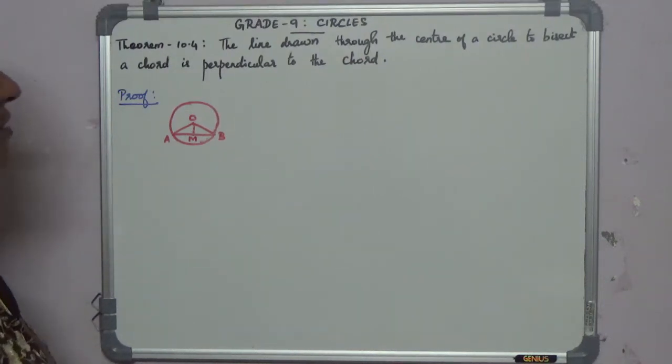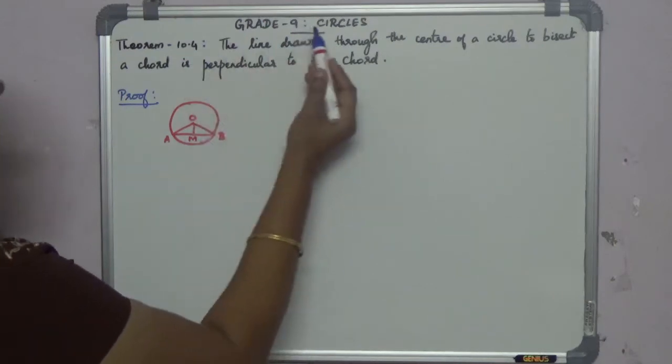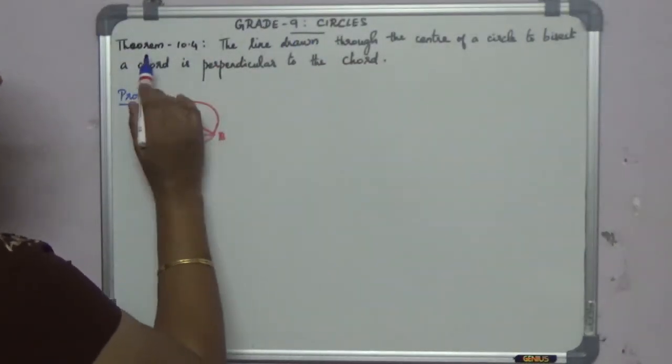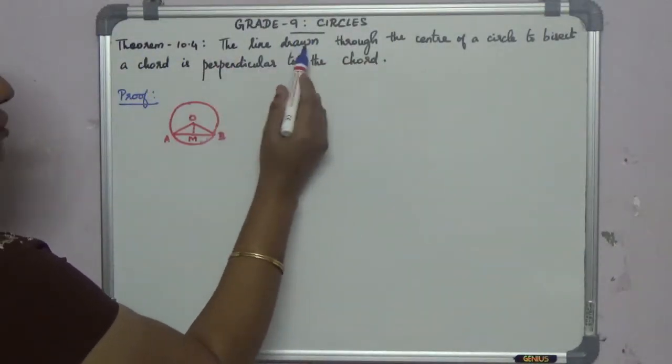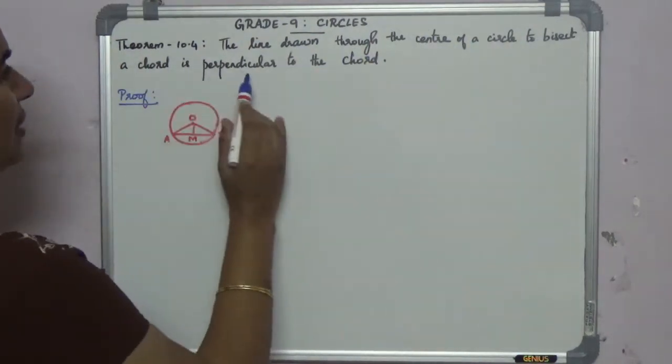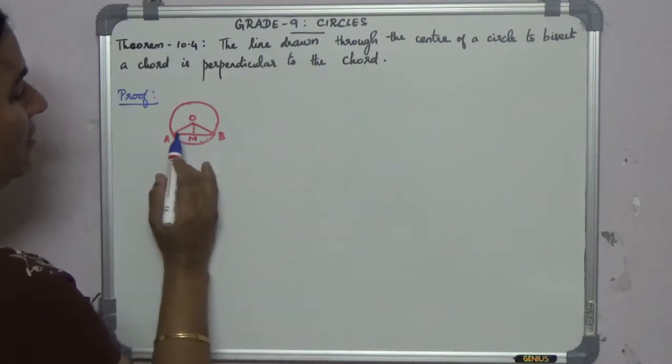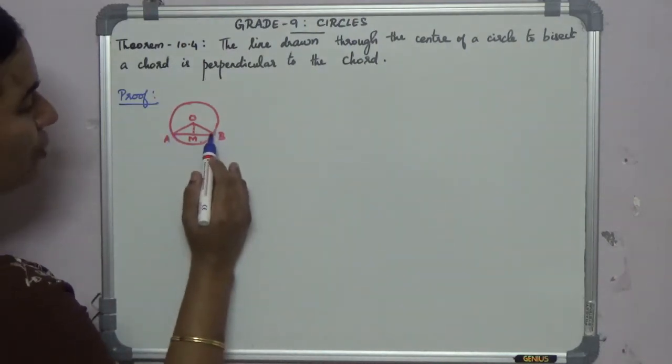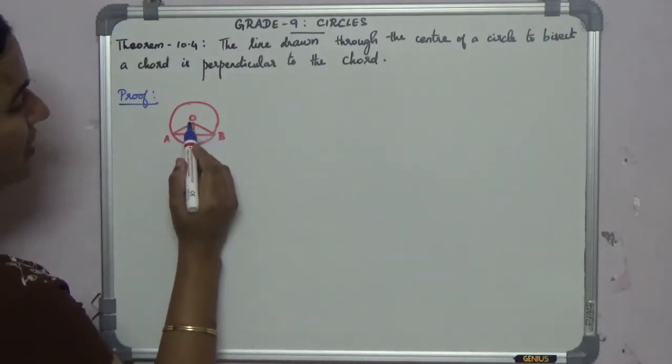Now we are going to see a theorem based on circles for grade 9. This is theorem 10.4. The line drawn through the center of a circle to bisect a chord is perpendicular to the chord. Now here AB is a chord drawn in the circle and O is the center.